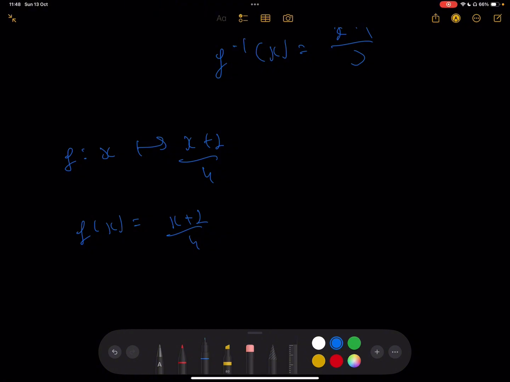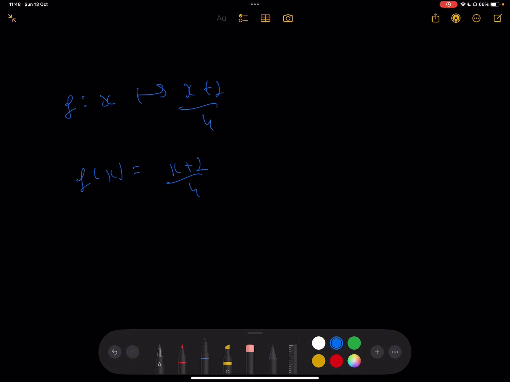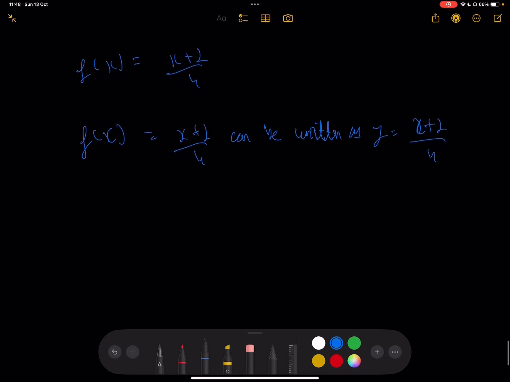Well, we know that we've got a value of f of x, which is x plus 2 over 4. So how do we do it? We'd find the gradient, and we would find the x-intercepts for this equation. So f of x is equal to x plus 2 over 4 can be written as y is equal to x plus 2 over 4. How do we find the x-intercept for this function? At the x-intercept y is equal to 0, so we can do 0 is equal to x plus 2 over 4, where 4 times 0 is 0, is equal to x plus 2, so negative 2 is equal to x.